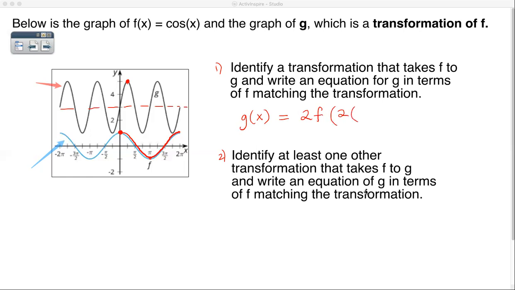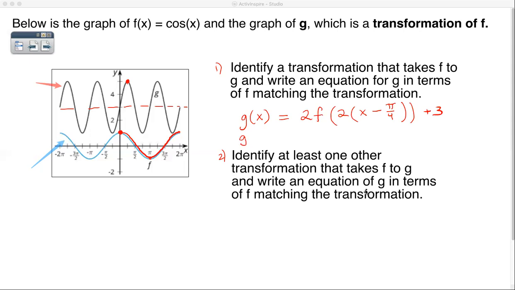2, parentheses, the second 2, that's helping us remember that it's being stretched horizontally by a factor of 1/2. x minus pi over 4. Now, why minus pi over 4? Because our graph for g is being translated to the right pi over 4. Close parentheses, and then plus 3. Why plus 3? Because it's being translated up by 3.